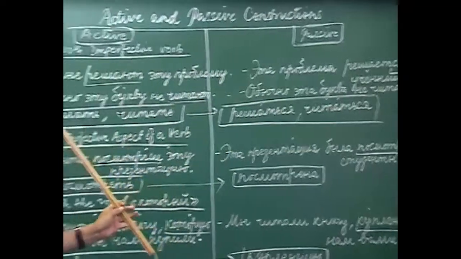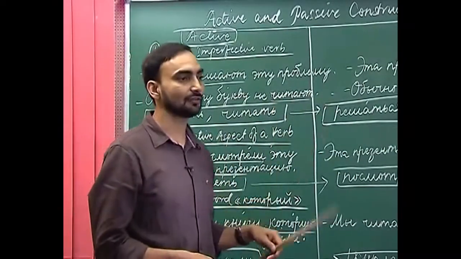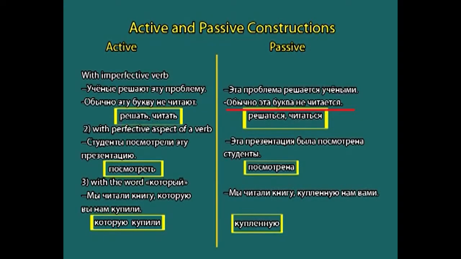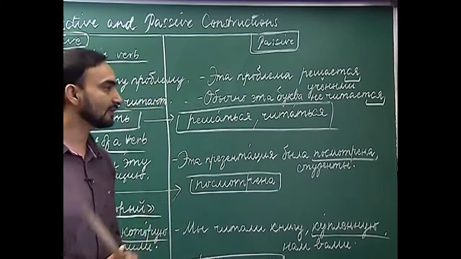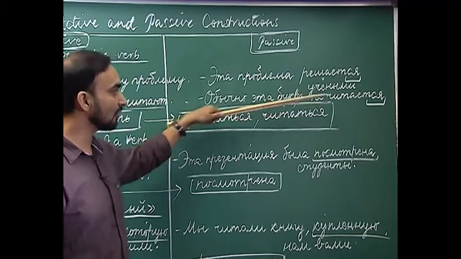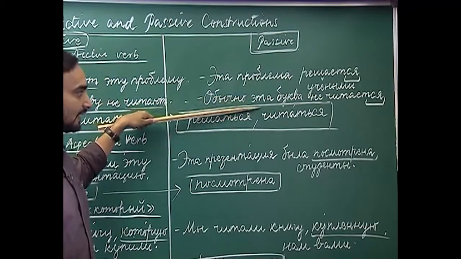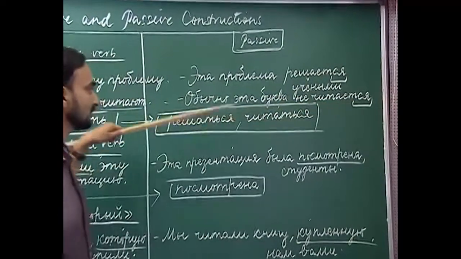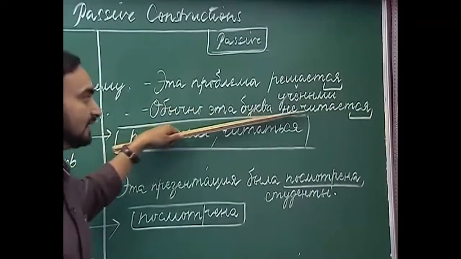The next example was Abhichna etu bukvu ni chitayut. Usually this letter is not pronounced. So, how do we change this sentence into passive construction? Abhichna eta bukva, the same way as we did in the first sentence, we will bring the object to the beginning. So, eta bukva ni chitayatsa. Abhichna eta bukva ni chitayatsa.